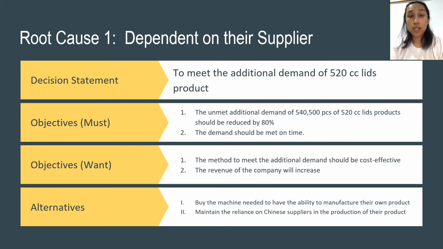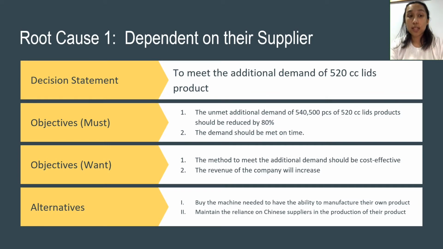of 520cc lids product. Next is objectives, the unmet additional demand of 540,500 pieces of 520cc lid products should be reduced by 80% and the demand should be met on time or when the customer wants it. Next is objectives or want. The method to meet the additional demand should be cost effective, as why would be choosing the alternative is better. It all comes down to its cost effectiveness.